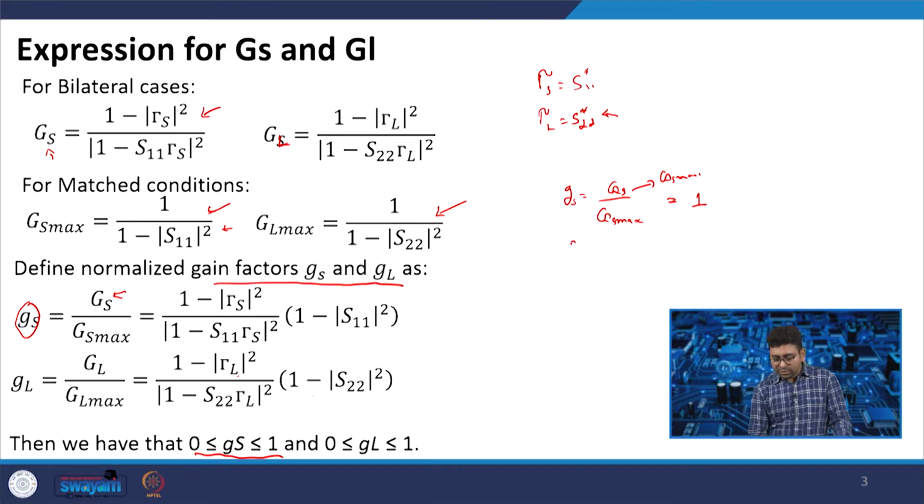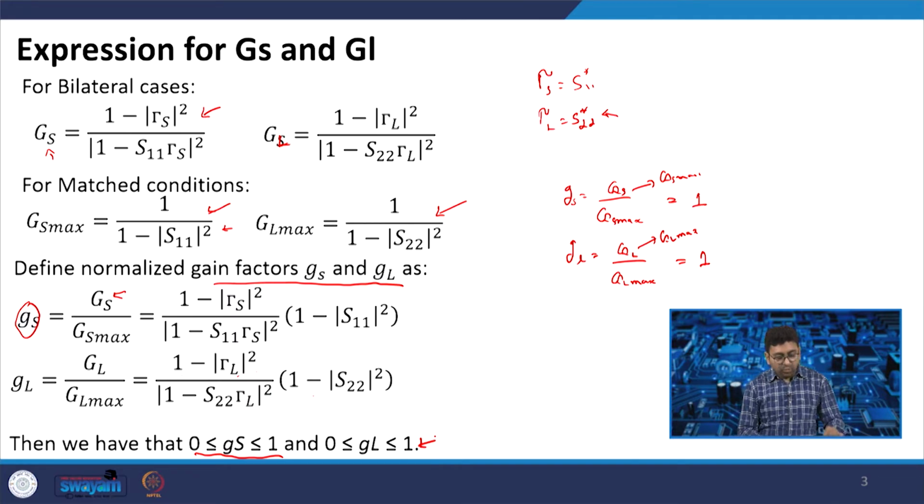Similarly, for GL by GL max, when GL is equal to GL max, it is equal to 1. So, the maximum value of the normalized gain factor, Gs or GL, is 1.